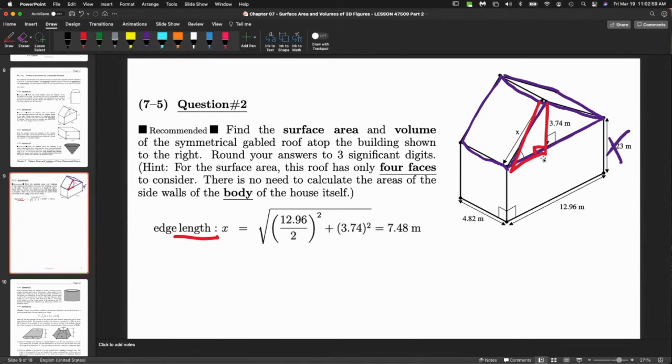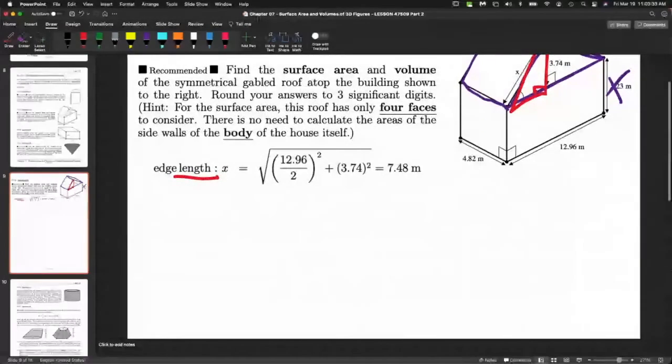Now this base length here of the triangle, the base of the triangle here is half of 12.96 meters. Now that we have x, we are going to rock and roll and finish this question. I'm going to go for the surface area first. As mentioned in our little conversation, there are 2 triangles and 2 rectangles that form the roof. So I'm going to present my answer this time so that we can take a look at some new questions. So hopefully you have something similar.